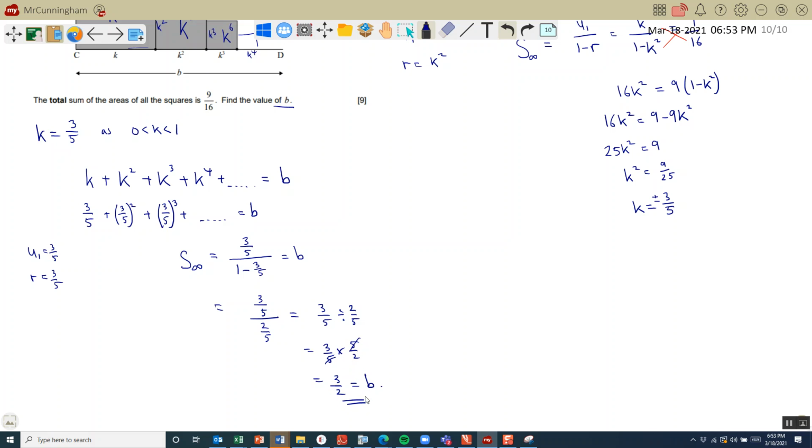So that's a 9-mark question, okay? And you're basically summing an infinite geometric sequence 3 times.